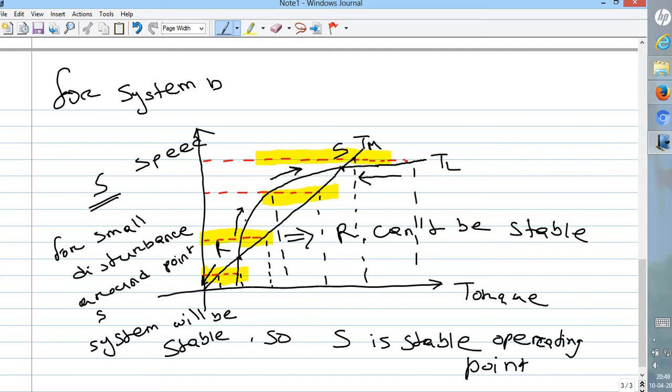Many students can make the mistake of skipping the information that here speed is given on the y axis and torque is given on the x axis. Be careful while solving the problem and you will definitely get the right result.